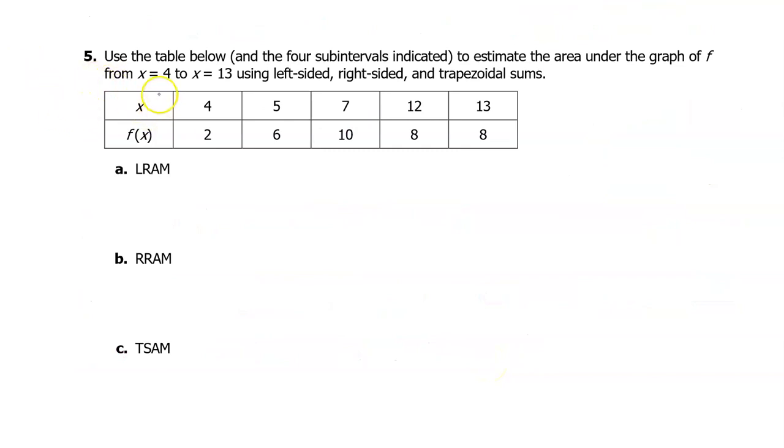Let's do another example. Let's see if we can do this one more quickly without drawing a little diagram every time. Use the table below and the 4 subintervals indicated to estimate the area under the graph of f from x equals 4 to x equals 13 using left-sided, right-sided, and trapezoidal sums. So notice that these subintervals are not going to be equal width, so watch out for that.